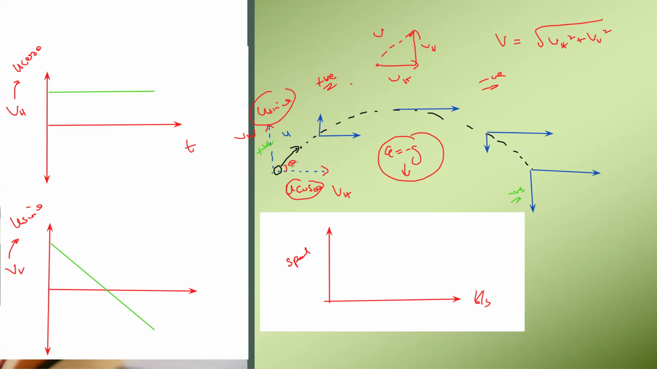At the beginning, both components are maximum, so it will start with a maximum speed. But then the vertical component is decreasing. If the vertical component is decreasing, the magnitude of the speed will also decrease. The moment it reaches the maximum height, the vertical velocity is zero, so this term will be zero. If this term is zero, it is like zero is added.